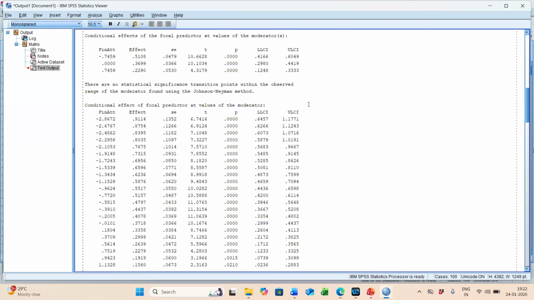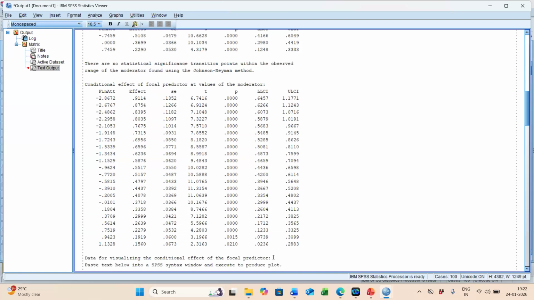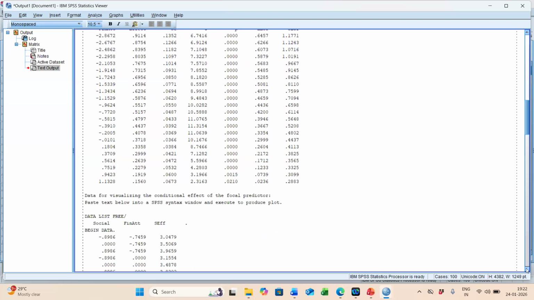financial attitude, the effect of the independent variable on the dependent variable will be significant. Look at the p-values, all the p-values are less than 0.05, almost everywhere except one. That's only a random issue, so I don't want to explain too much about that.